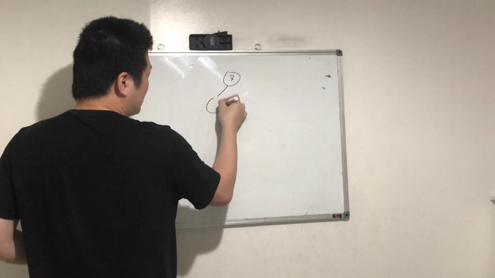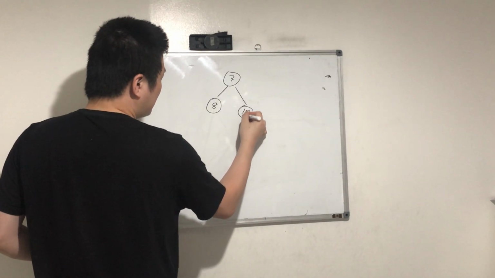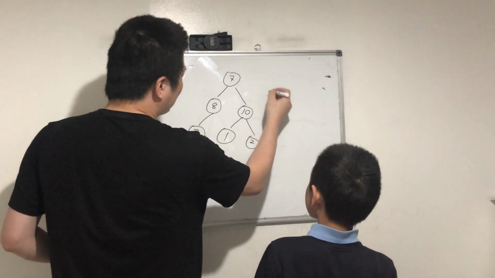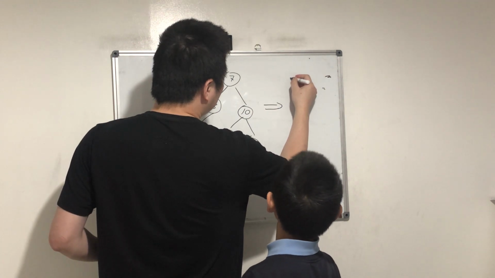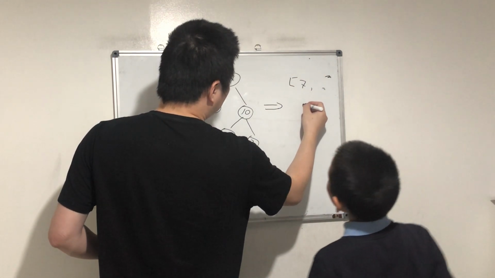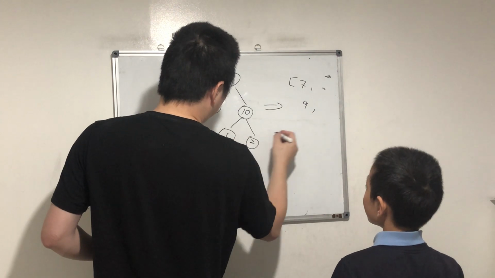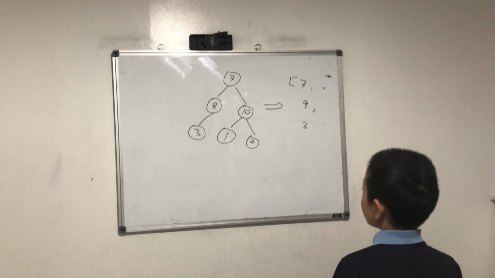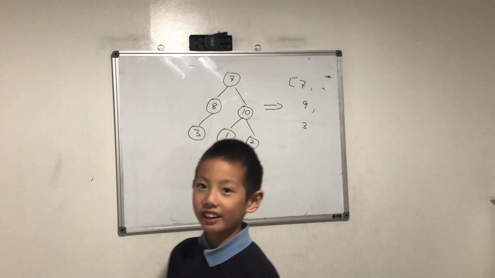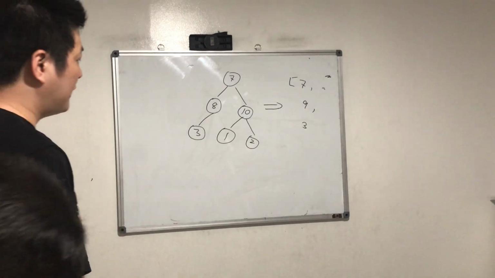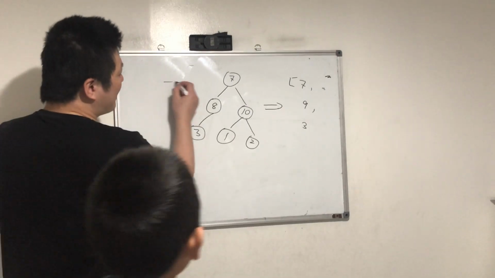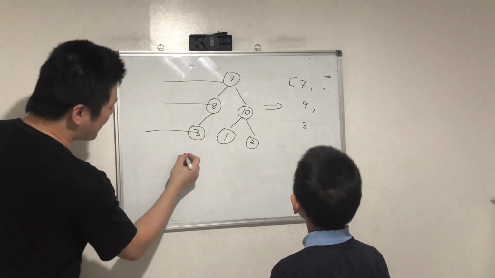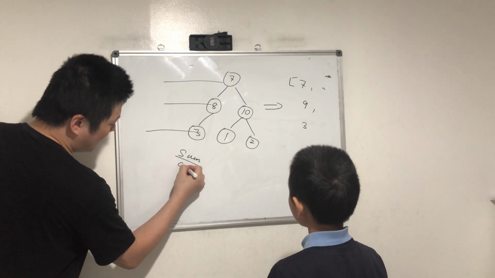7, 8, 10, 3, 1, 2. Okay, then you need to tell me, it's 7 and 9 and what? 3. Can you tell me what I did? Using the average. So look, how many levels? 3. And then the average of the first level is the sum divided by the count, right?